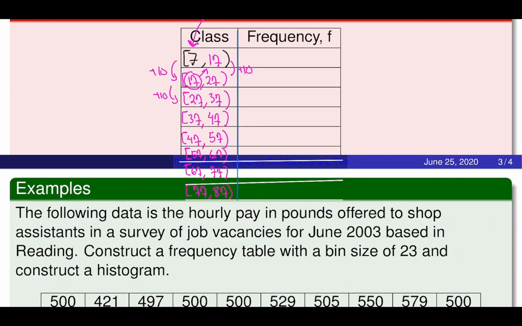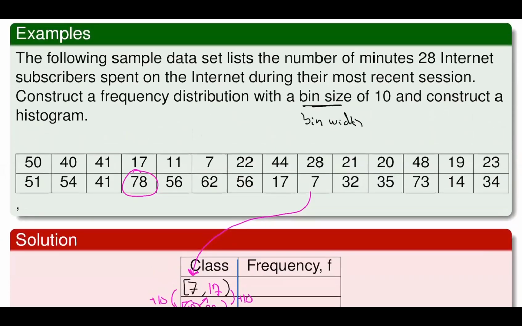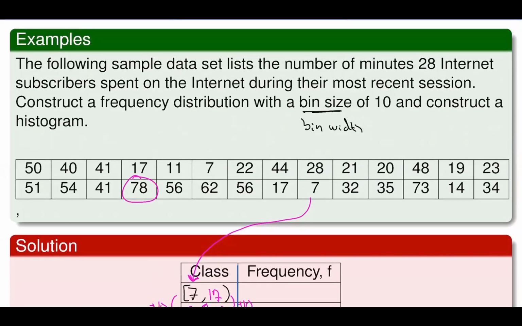So let's go ahead and now let's look at our data set. Right now, all we want to do is focus on 7 to 17. But if you look at this, it's telling me we go from 7 to 17, but we don't include the 17. So that means it's actually going from 7 to 16. So I'm going to highlight all of the numbers that go from 7 to 16, sorry.